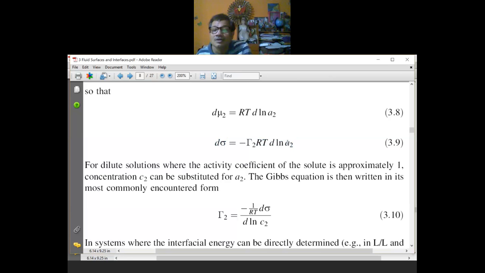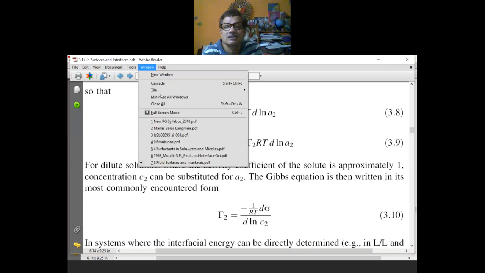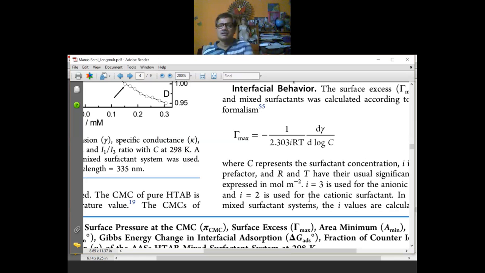So gamma 2 would be equal to minus 1 by RT d sigma by d ln C2. What is sigma? Surface energy. It can be converted into surface tension. So that is why the equation I have shown you, the surface excess, can be calculated as gamma max, which is equal to 1 by, I'm sorry, 1 by 2.303.